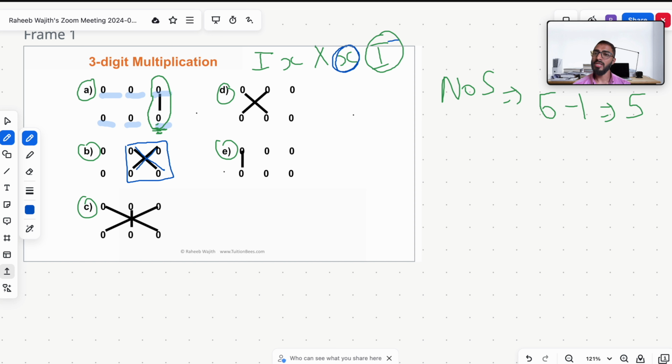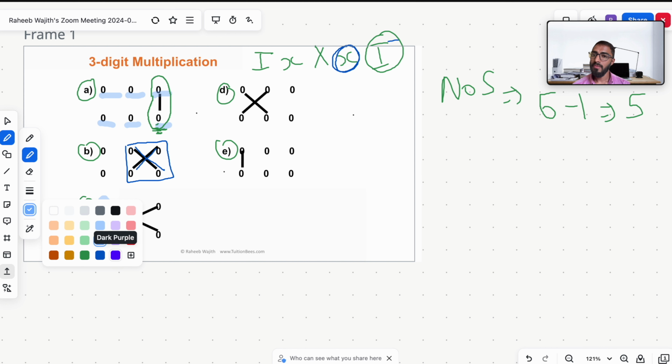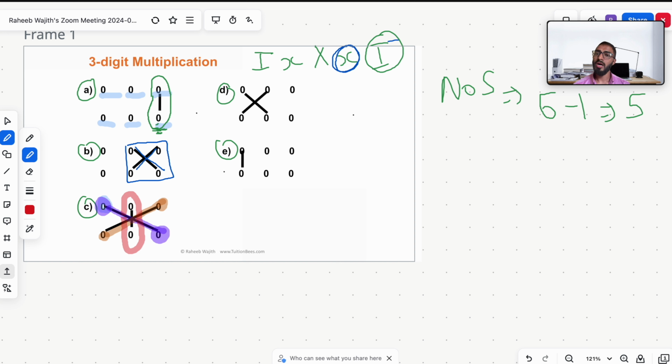Now coming to the third step, it's a very important step, so please pay attention, much focus here. Here we cross multiply these two numbers, and cross multiply these two numbers. These two edges are highlighted in violet color, and these two are in orange color. Finally, the center number we multiply vertically. So that completes step number 3.